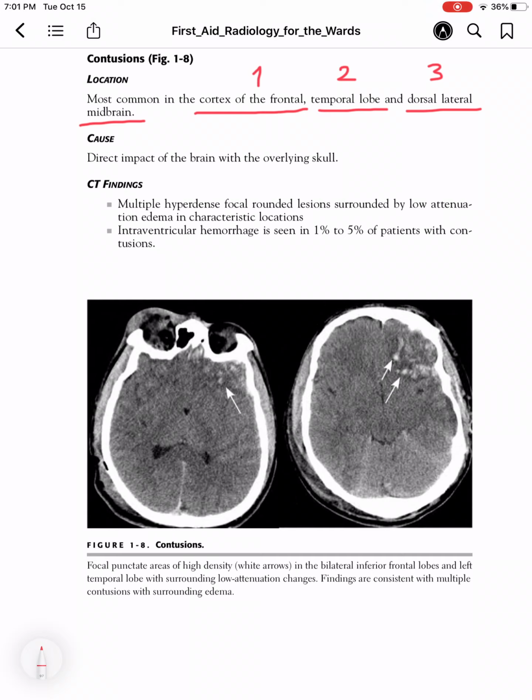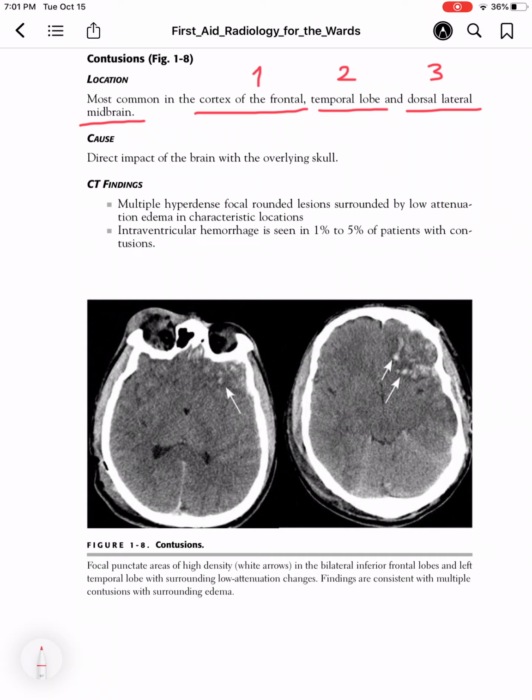The answer to this question is very simple, and that is that these areas are the most exposed to external forces. When you get hit by an object, these areas will be affected because they are more exposed. So when you fall down on the ground, your frontal lobe will be affected, or your temporal lobe will be affected, just because of where they are located.